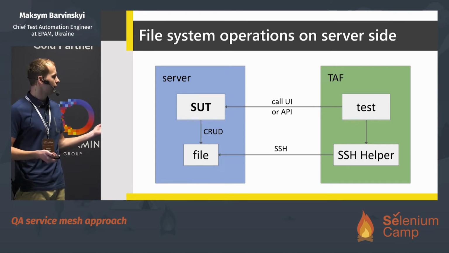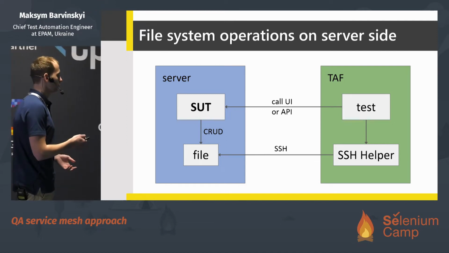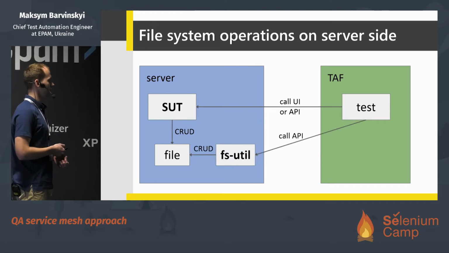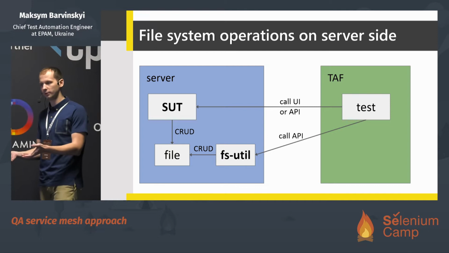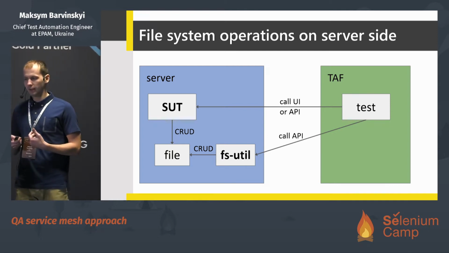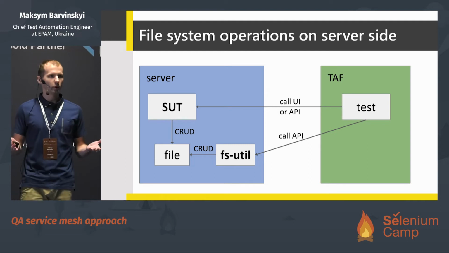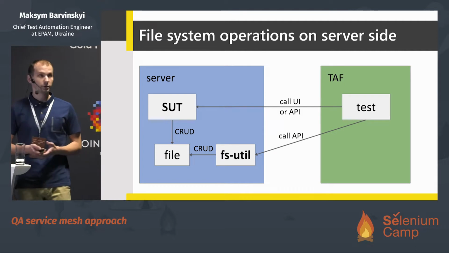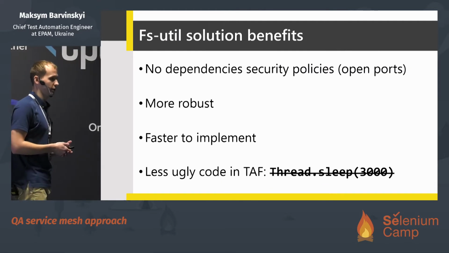So basically, we can just deploy another web service that would work with our file for us on the server side. And we could call APIs, like create me this file or read me that file, and that would really look like a more robust and right solution. And it really was.